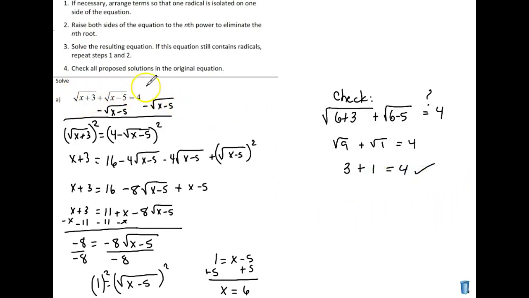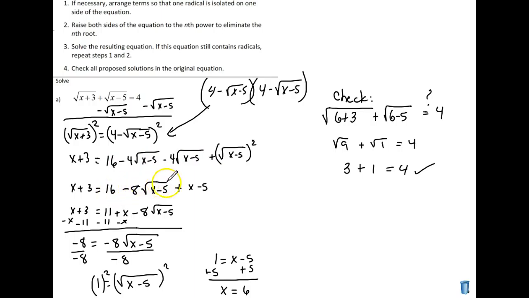So we isolated the first radical. When we squared it, it disappeared, but that did not get rid of all of our radicals. So we had to then simplify. This one is hard. Remember, in order to get this, we were multiplying 4 minus the square root of x minus 5 times 4 minus the square root of x minus 5. Some people, they just want to square the 4 and square the square root of x minus 5. Can't do that. Got to multiply this all out.